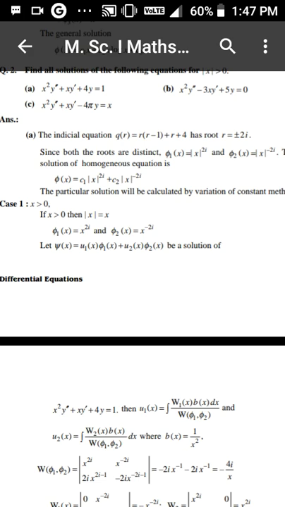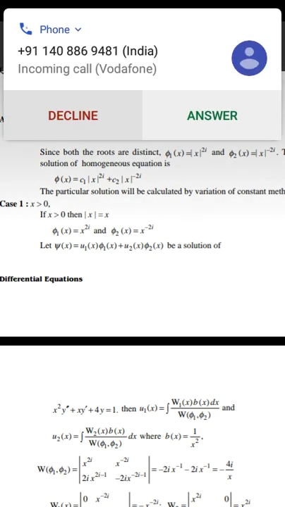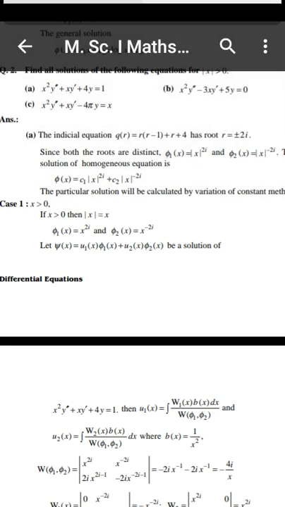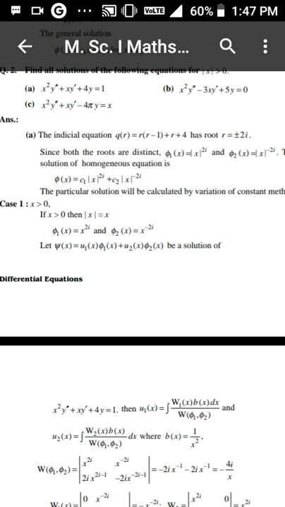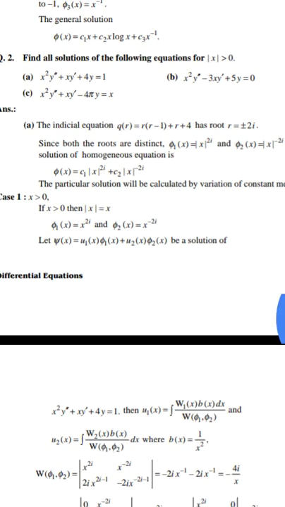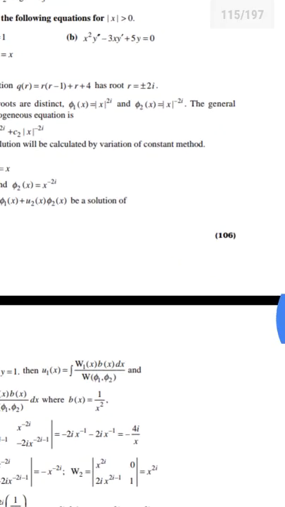The indicial equation is q of r is equal to r into r minus 1 plus r plus 4. Therefore r square plus 4 is equal to 0 and r square is equal to minus 4. Therefore r is equal to plus minus 2i. Since both the roots are distinct, phi 1 of x equal to modulus of x raised to 2i and phi 2 of x equal to modulus of x raised to minus 2i.